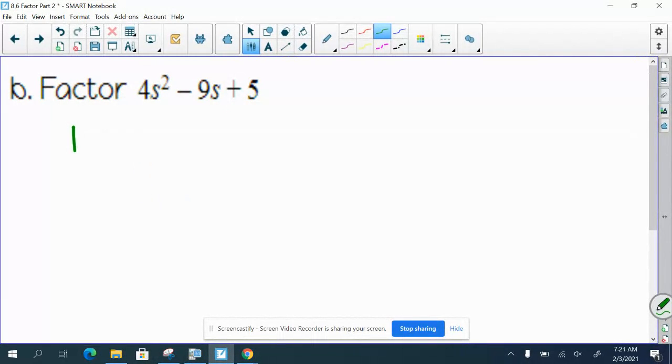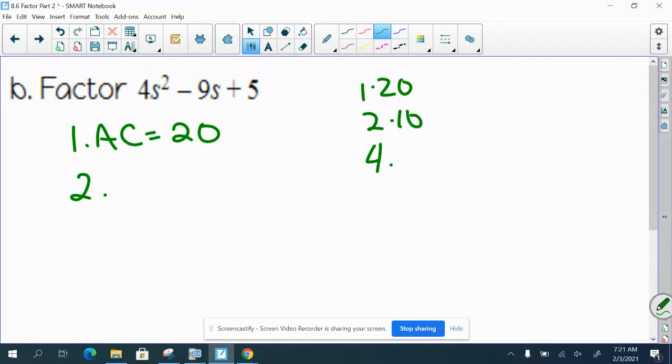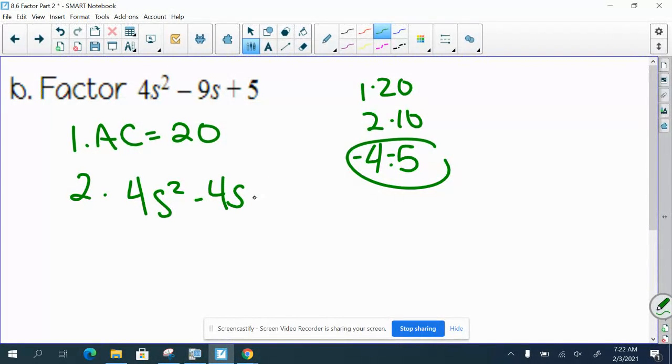So here I'm going to find AC would be 4 times 5, which is 20. And then I want factors of 20 that add to negative 9. So that would be 1 and 20, 2 and 10, or 4 and 5. And I'm going to pick 4 and 5, but the signs will both be negative because we have plus here, but a negative here. So negative, negative. All right, now I'm going to rewrite my middle term. So we'll do 4s squared minus 4s, and then minus 5s plus 5.